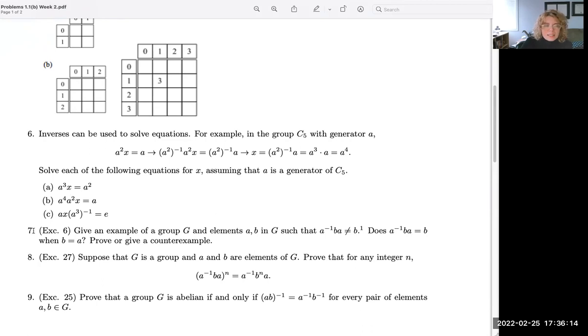In exercise 7, which is exercise 6 in the textbook, give an example of a group G and elements A and B such that A inverse B A is not equal to B.